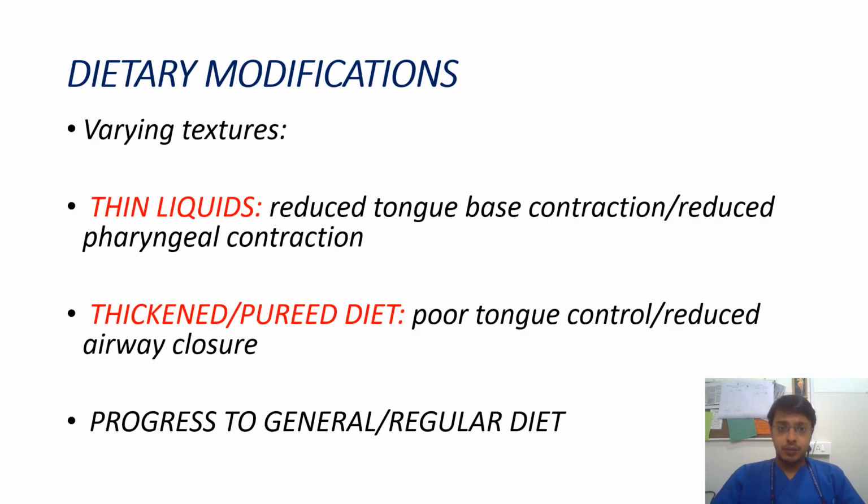The various dietary modifications can be: when thin liquids are given, reduced tongue-based contraction and reduced pharyngeal contraction is assisted due to gravity, and patient is able to take these feeds. However, thickened and pureed feed should be given in cases where there is poor tongue control or reduced airway closure, so there is decreased aspiration to liquids. And slowly these consistencies are modified and we progress to a general regular diet.